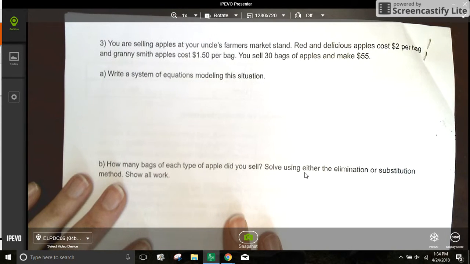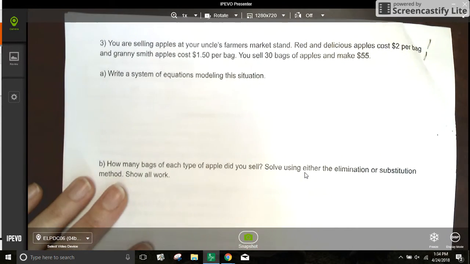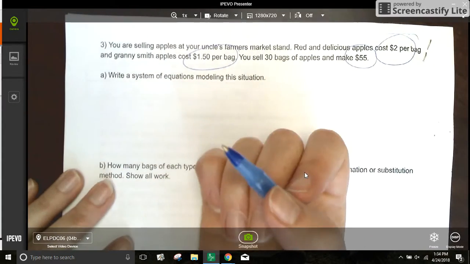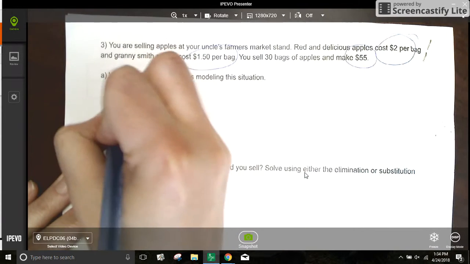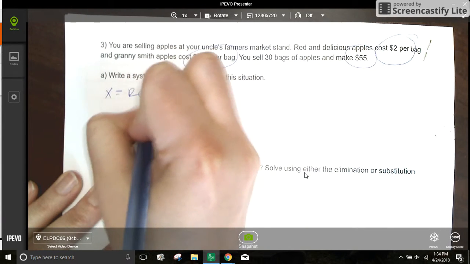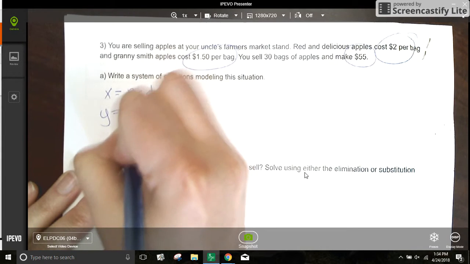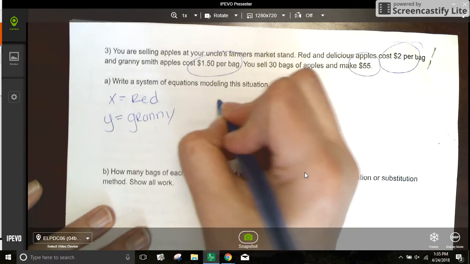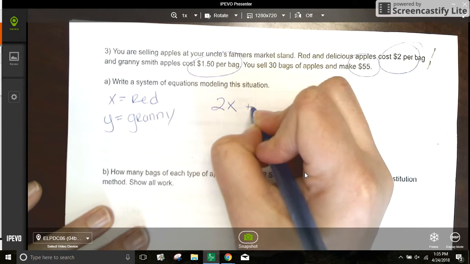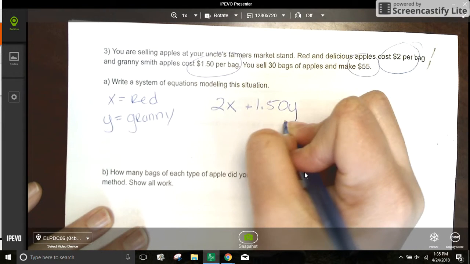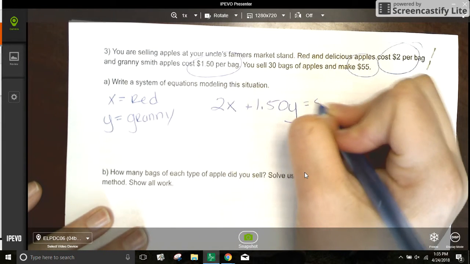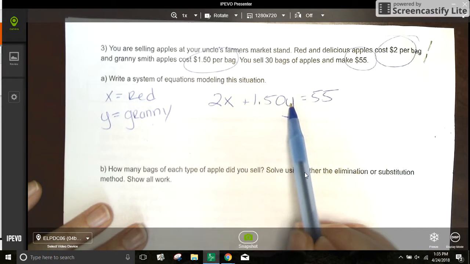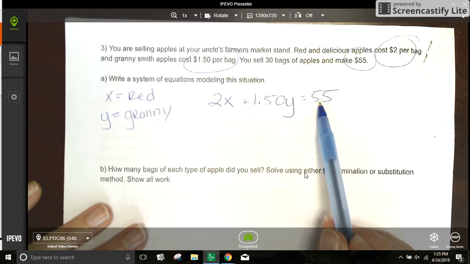You're writing a system. The first equation I'm going to write has to do with pricing. I'll declare variables: x is my red apples and y is my Granny apples. So I have Red Delicious and Granny Smith. It's $2 per red bag plus $1.50 per Granny Smith bag, and a total of $55.